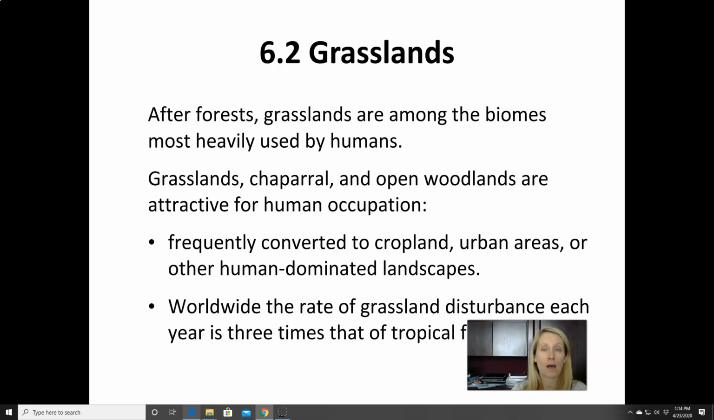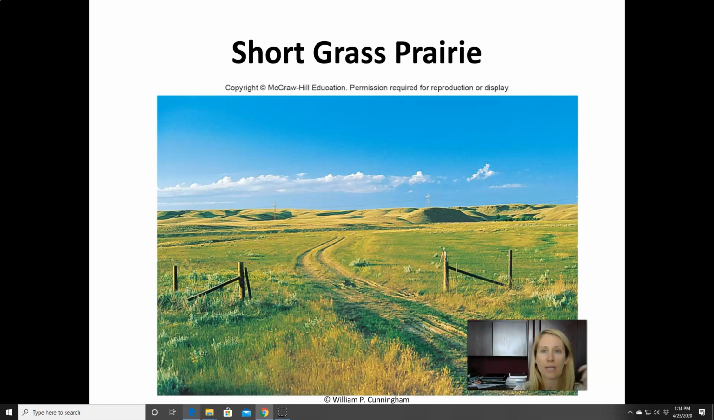And the reason is because thousands and thousands of years of these grasses that have grown on this land have created very nutrient-rich soils, and those nutrient-rich soils are perfect for farming. So what we see then is we have grassland disturbance actually occurring at a faster rate than tropical rainforest disturbance. It's happening at about 3 times the rate.